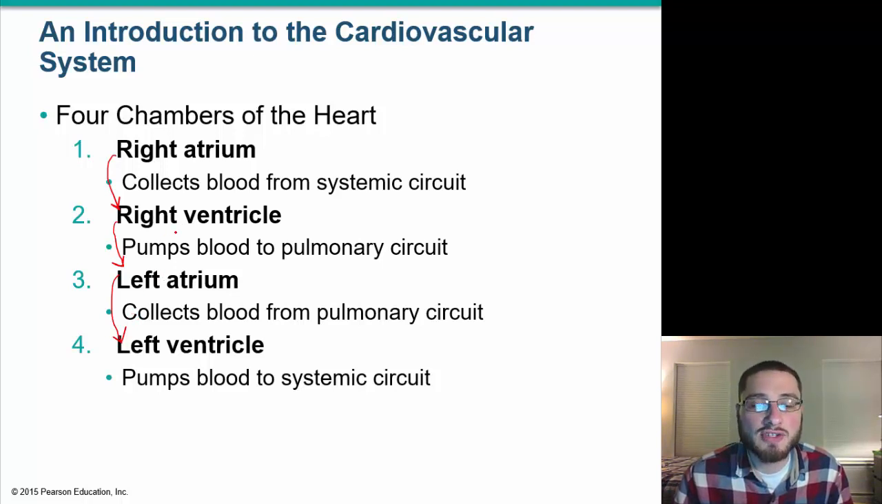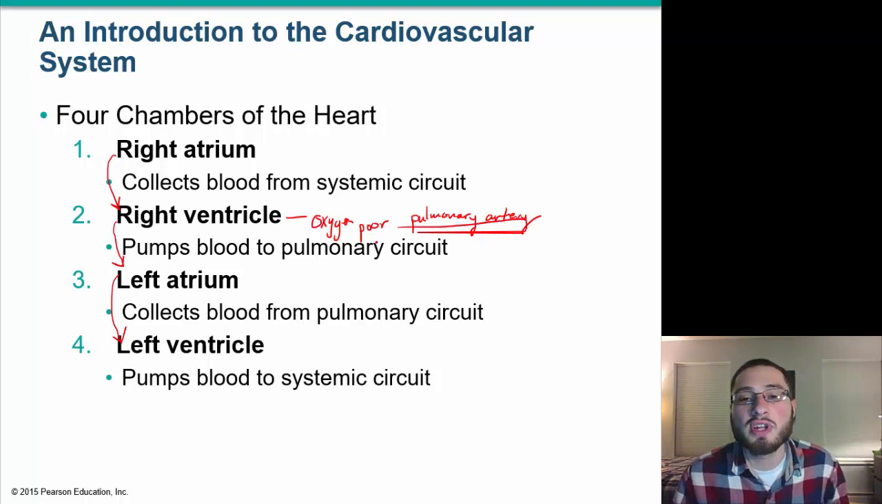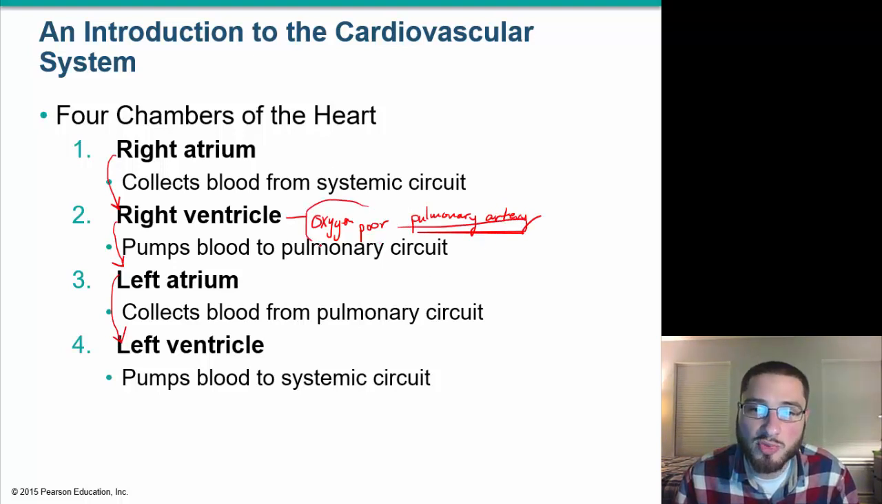When we look at the vessel that is carrying the blood from the right ventricle, it is going away from the heart, so we are going to call it an artery, but it is still oxygen poor blood. So from there it is going to be oxygen poor in the pulmonary arteries. All right, or arteries, I should say. So in these pulmonary arteries, we're going to see oxygen poor blood.